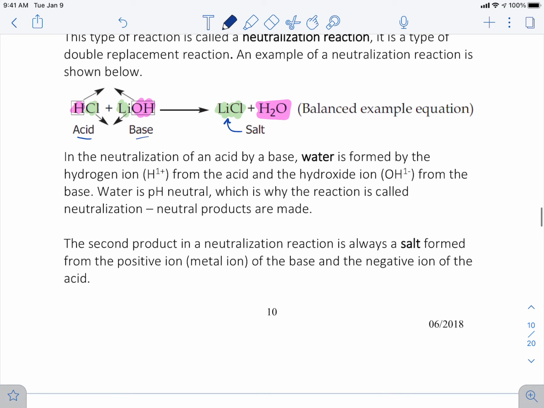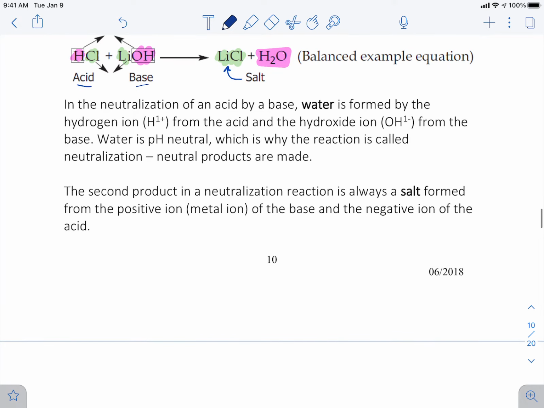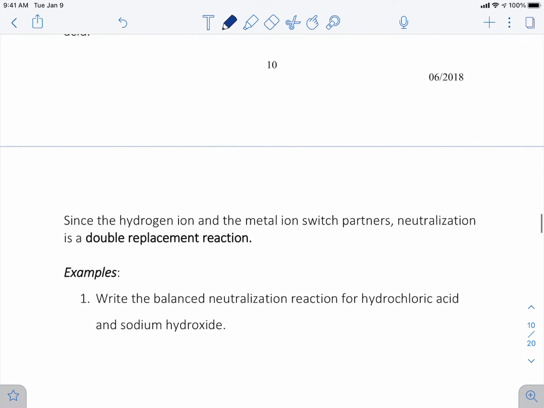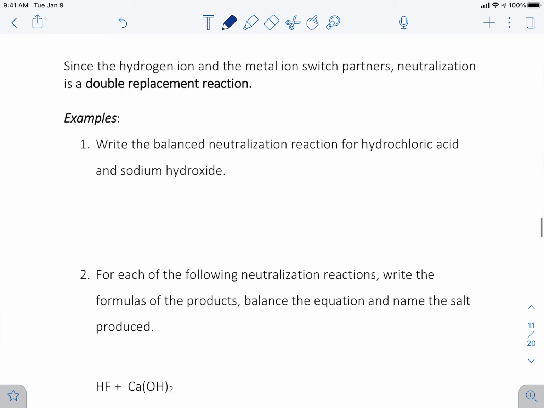Neutral products are made. The second product in a neutralization reaction is always a salt formed from the positive ion of the base and the negative ion of the acid. Since the hydrogen ion and the metal ion switch partners, neutralization is a double replacement. So let's write the neutralization reaction of hydrochloric acid and sodium hydroxide.